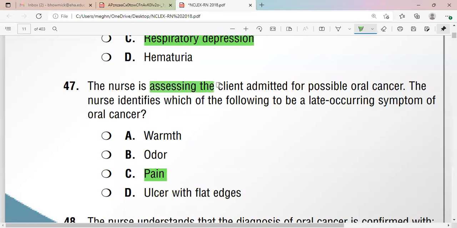So, assessing the client for possible oral cancer, identify which of the following is a late, not early sign, a later occurring symptom of oral cancer. This is pain. Answers A, B, and D are incorrect because a feeling of warmth, odor, or a flat ulcer in the mouth all occur early in oral cancer, but pain is called a late sign.